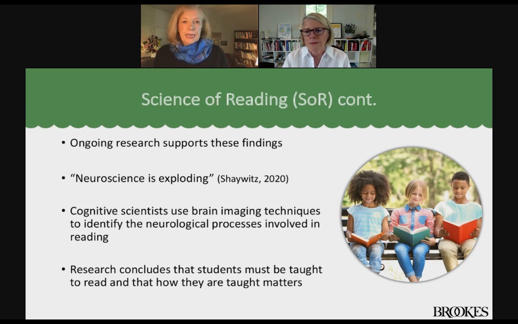So the science of reading has an emerging consensus, literally thousands of studies that support these findings. And we can actually say that neuroscience is exploding. That's what Sally Shaywitz said in a recent book. And they've been able to use these brain imaging techniques and others to identify the neurological processes involved in reading. This is really important because we know that many children who struggle, including children with dyslexia, use different neurological processes. And through good instruction, we could develop the processes and the routes that work best for them. So we know that students must be taught to read. They don't have to be taught how to speak, but they have to be taught how to read. And let's go next slide.